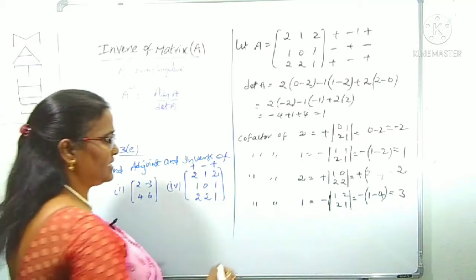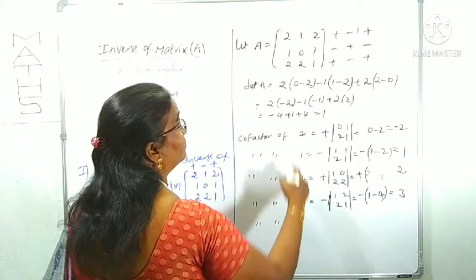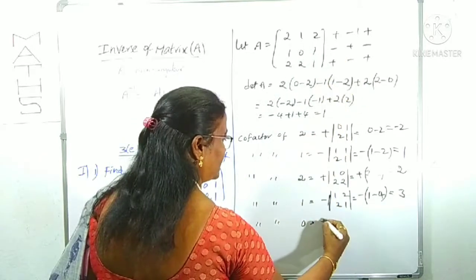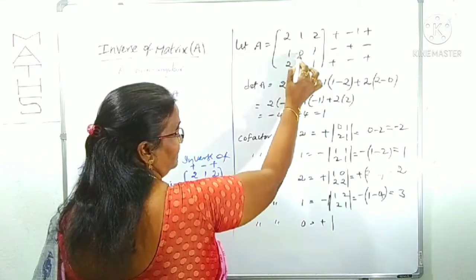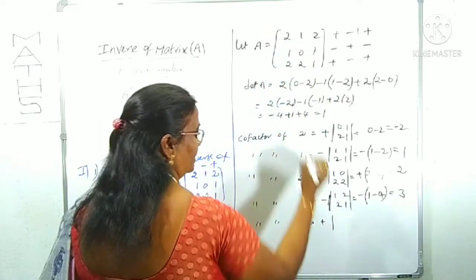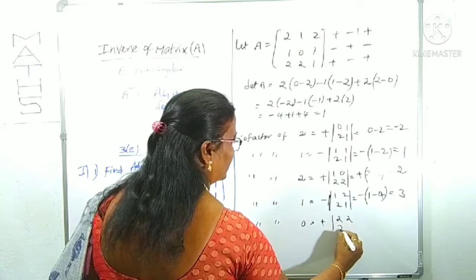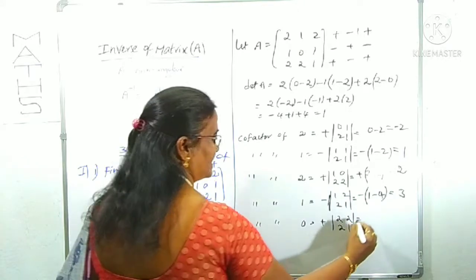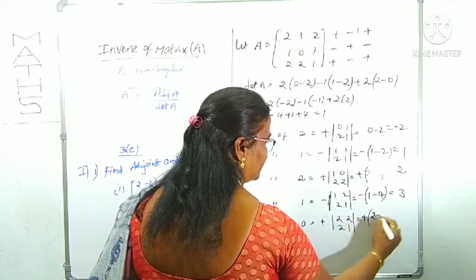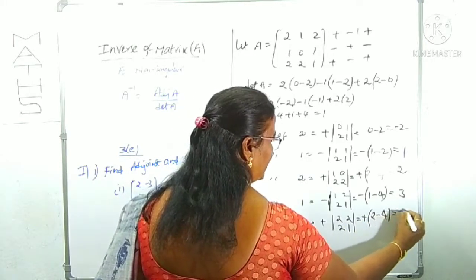Next, what is the next element? Cofactor of 0. For 0 you have to use the plus sign, plus of det. For this one, closing these, what is left over? 2, 2, 2, 1. Again, this is plus of (2 ones 2, minus 2 twos 4). 2 minus 4 is minus 2.